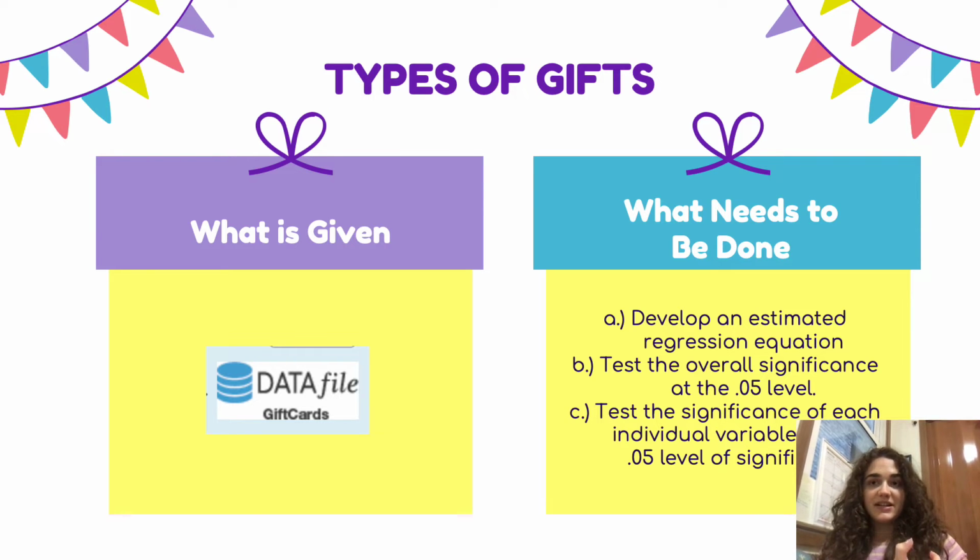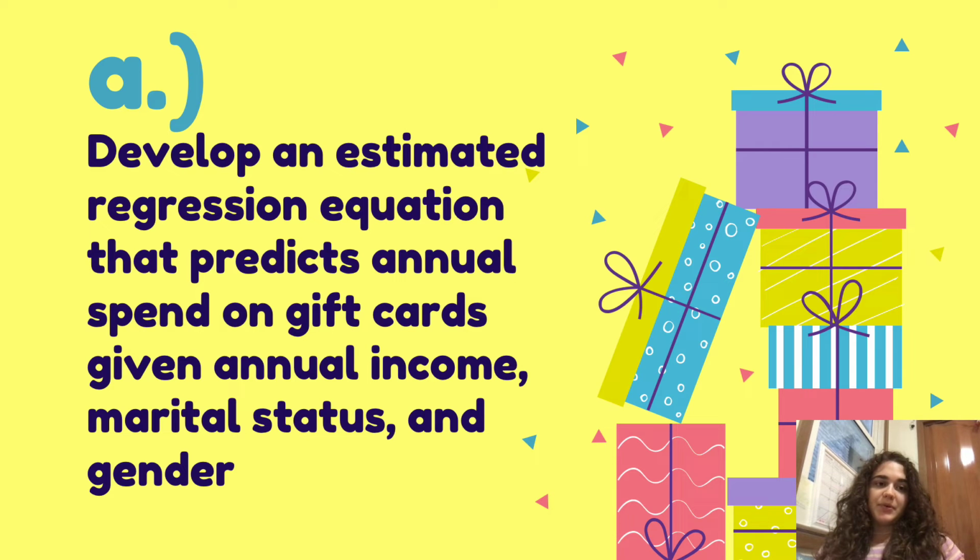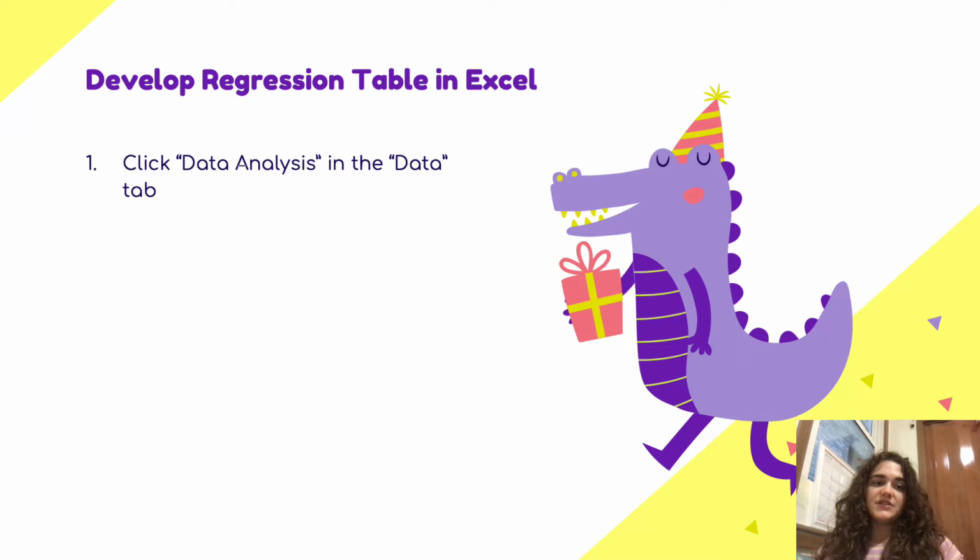And what needs to be done is we need to develop an estimated regression equation, test the overall significance at the 0.05 level, and then test the individual significance at the 0.05 level. So for part A, we need to develop an estimated regression equation that predicts annual spend on gift cards given annual income, marital status, and gender. Before we even begin any of this, we need to develop a regression table in Excel.